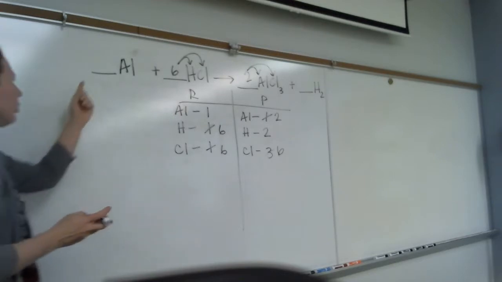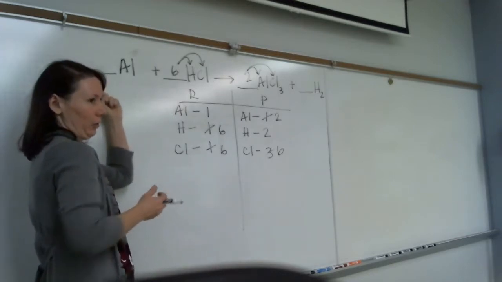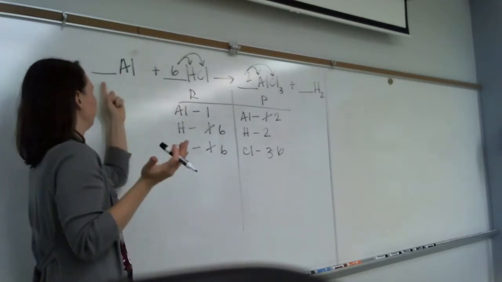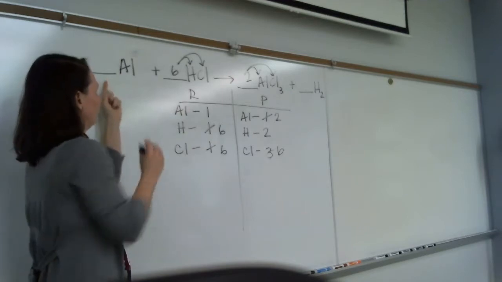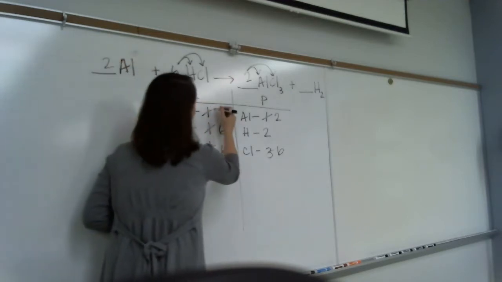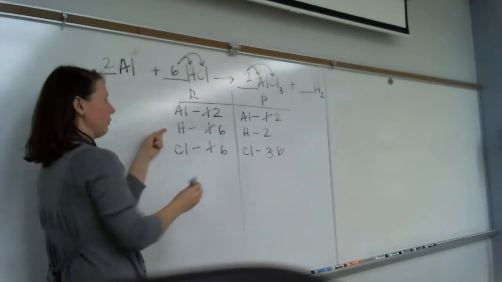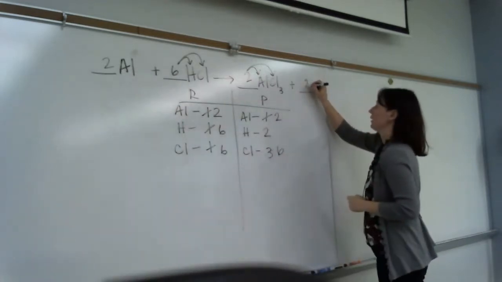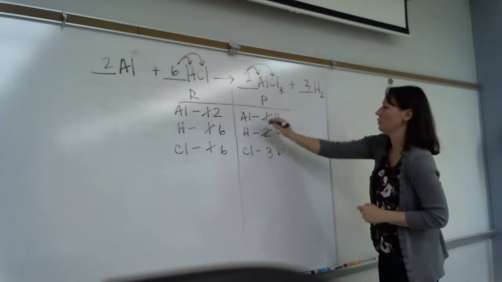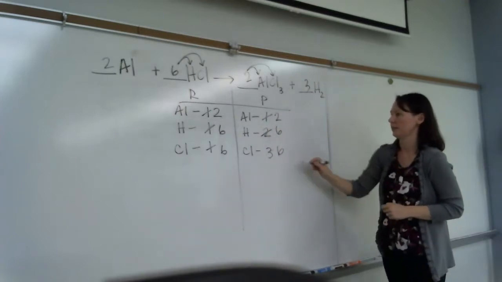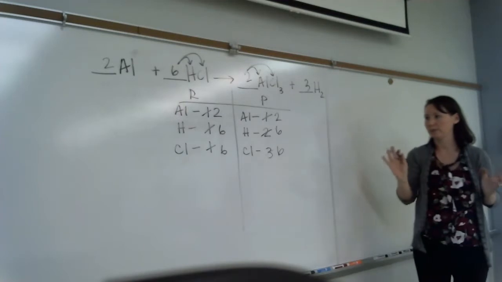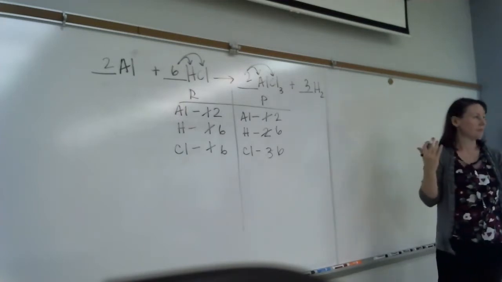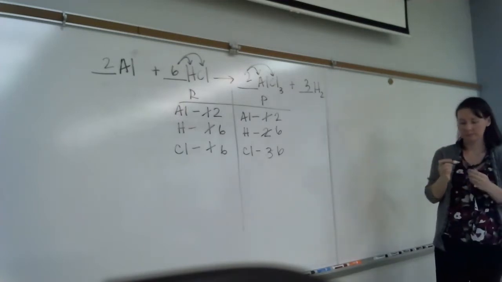fixes, right? Because aluminum is currently a 1, which means I can turn it into any number I want. So what number needs to go here? 2. And then is 6 a multiple of 2? Yes. So what goes right here? 3. So 2, 2, 6, 6, 6, 6. So everybody, the numbers are the same. So we're done. We're balanced.